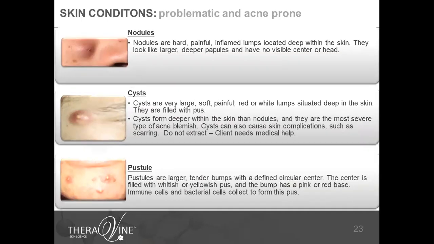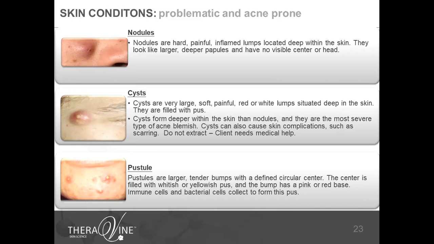There you go. I want to begin with the bottom one here, a pustule. So that's basically larger tender bumps, also with a defined circular center. So it's that white pus. The center is filled with whitish or yellowish pus, and the bump has a pink or red base. Now with this, your immune cells and bacterial cells collect to form this pus. So it's literally your body going to fight this bacterial infection, and that's when the inflammation sets in. So that's basically the difference between a papule and a pustule.